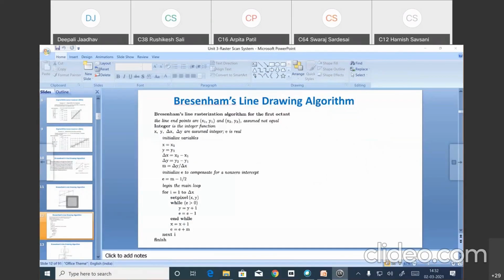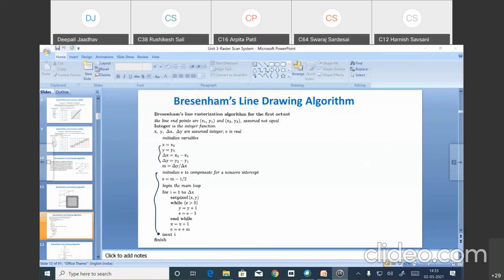So the Bresenham's line drawing algorithm is according to all these basic terms. Considering all the basic terms, the Bresenham's line drawing algorithm is like this. If we know the basic terms, then understanding the algorithm is very simple. You only need to write down this one.